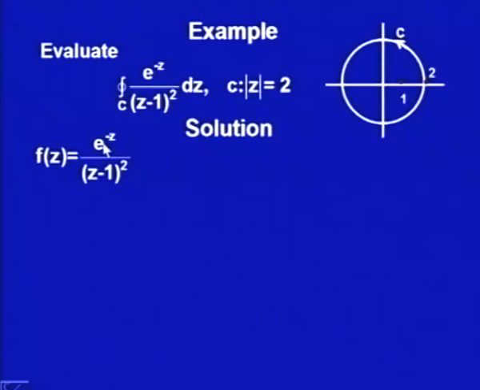The function is a ratio of two functions. The numerator, e to the power minus z, is an entire function. The denominator is (z minus 1) whole squared. This would have a zero at 1, and the order of the zero would be 2. So what we have is a pole of order 2 at 1, an isolated singularity at 1. 1 is inside this region of integration, or this contour.